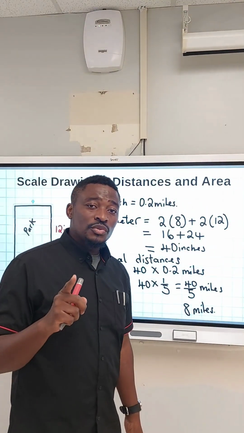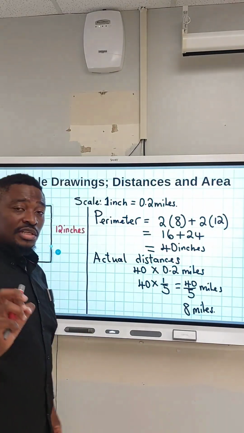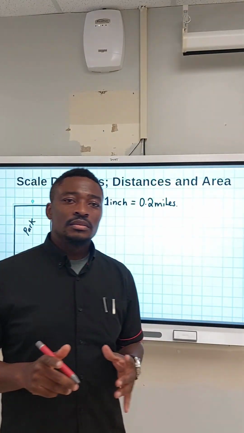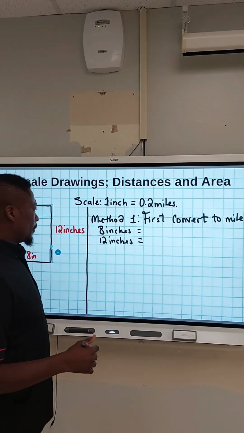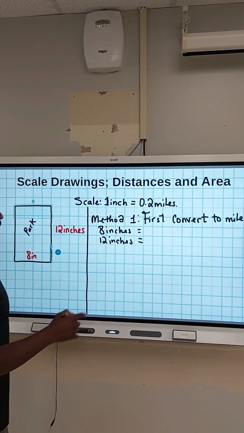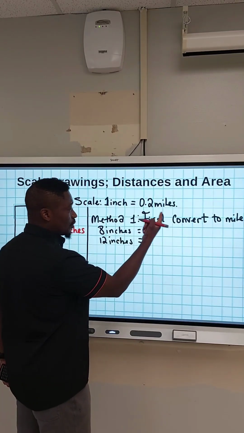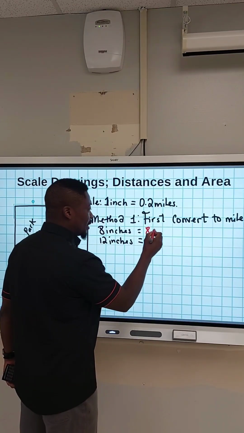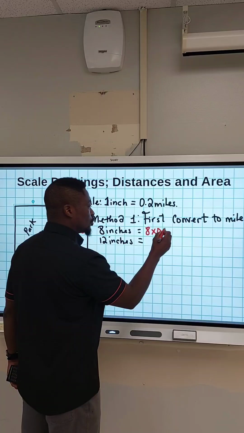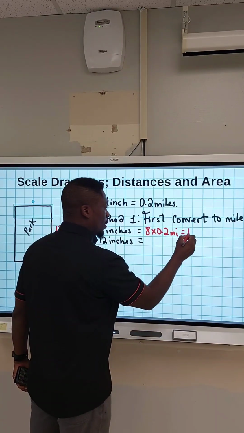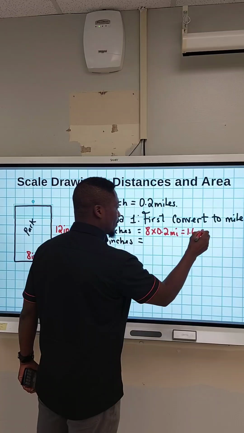Now, when we do area, it is interpreted differently. To find the area of the park in square miles, 8 inches will be 8, since 1 inch is 0.2 miles, so 8 inches will be 8 times 0.2 miles, and that will be 1.6 miles.